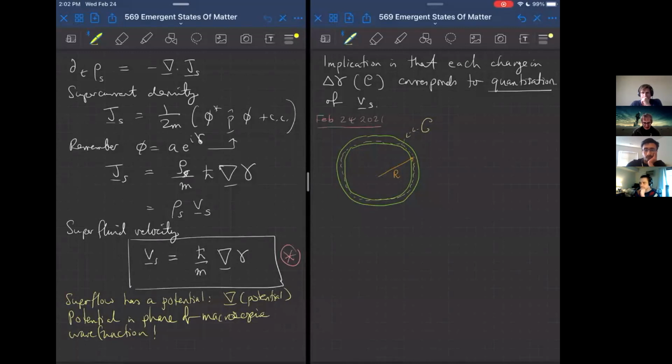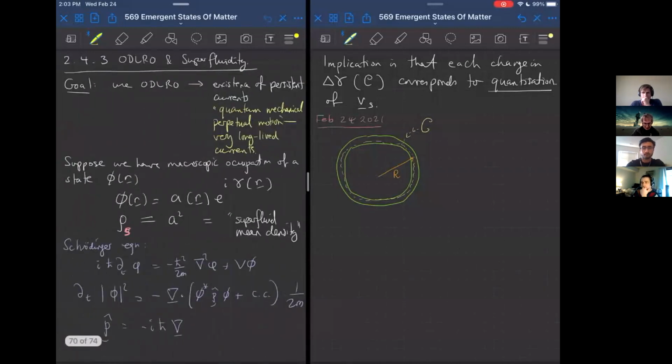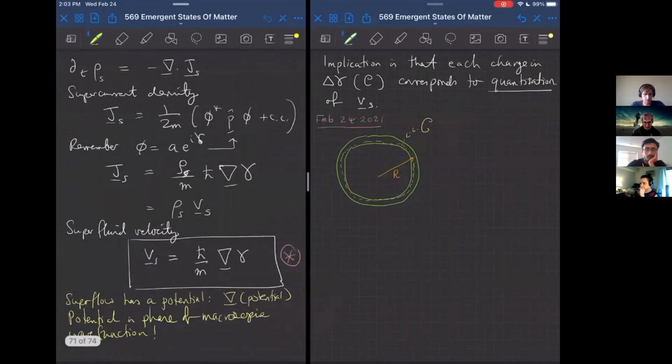So just to recap, what we discussed last time was the idea that we have a condensate, in other words, a macroscopic occupation of a single quantum state, which we'll call phi, which in principle is spatially dependent. And what we saw was that the current in that state is just given by the gradient of the phase of the wave function. In other words, you have a potential flow, that's what it's called, when the velocity of the current is proportional to the gradient of some other function.